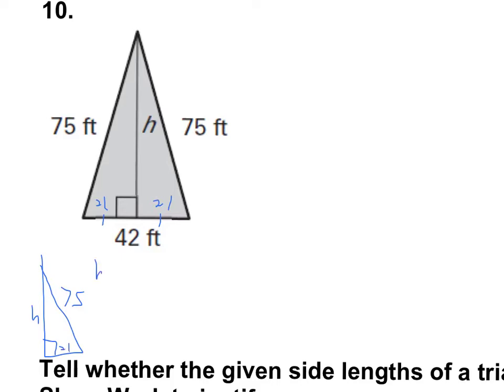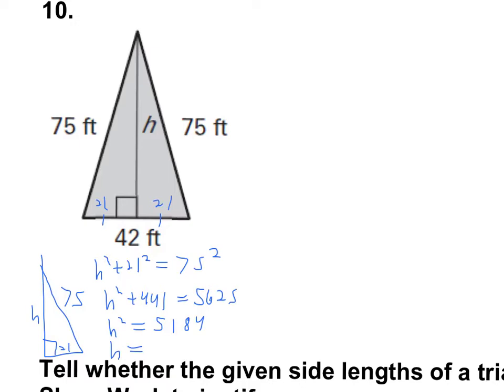So, a squared plus 21 squared equals 75 squared. 21 squared is 441. 75 squared is 5,625. I'm going to subtract the 441 from the 5,625. And I get 5,184. And let's just see if that works out evenly. And it does. The square root of 5,184 is exactly 72.